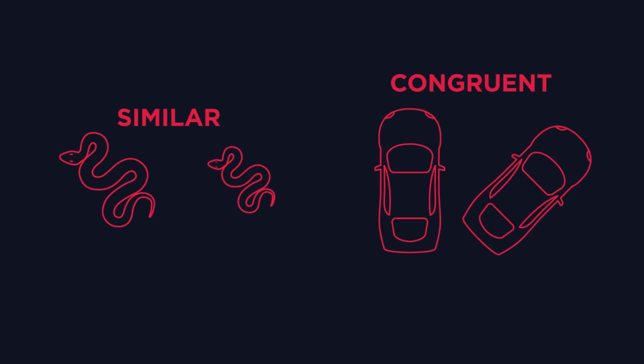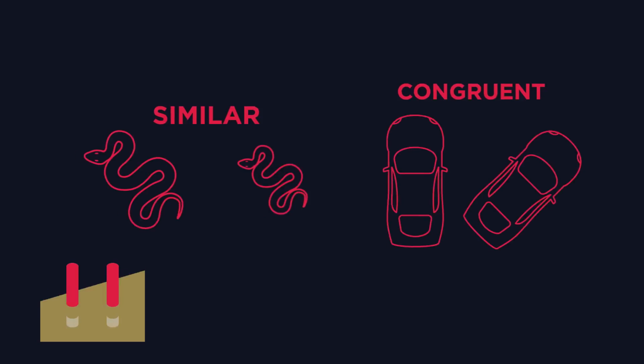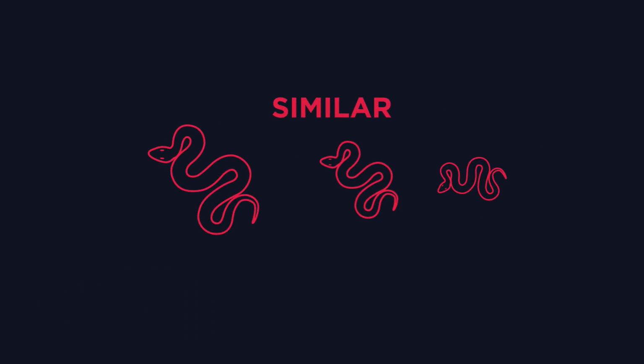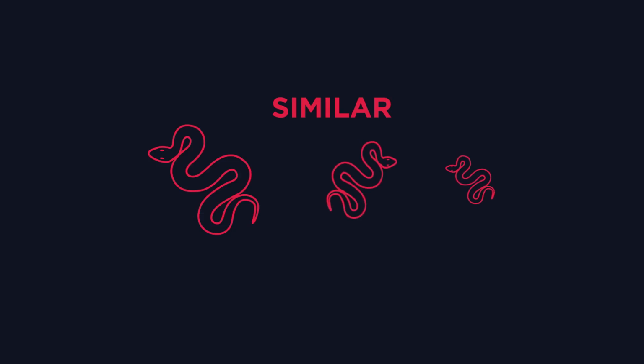So what is the difference between similar and congruent? Pause the video and have a think. Similar snakes. They are identical, but just a different size. Think, snakes have scales, so similar shapes are scaled up or down versions of one another. They can also be rotated or reflected.